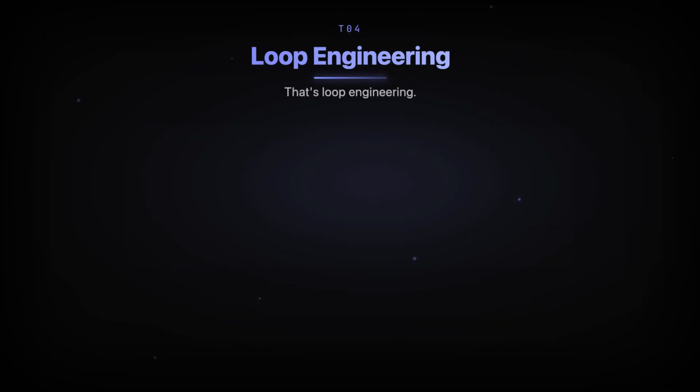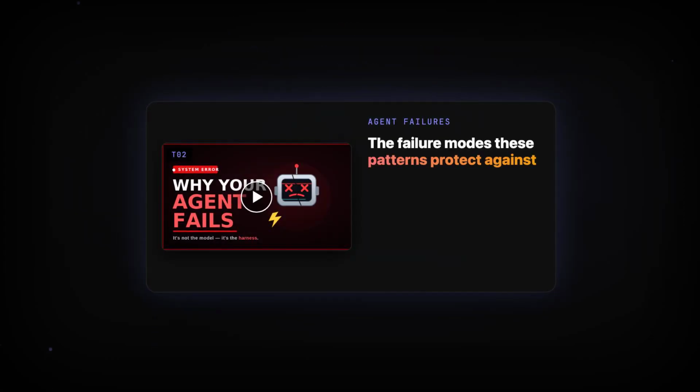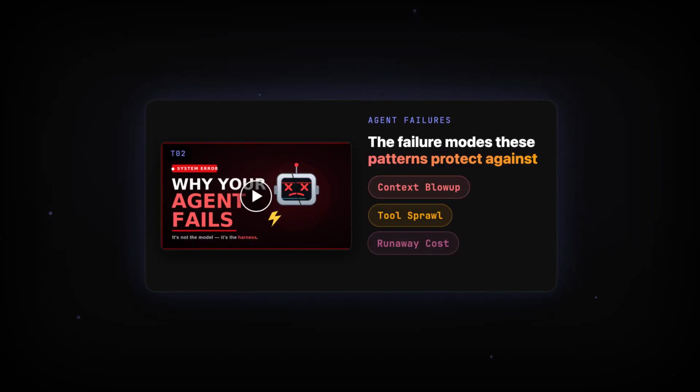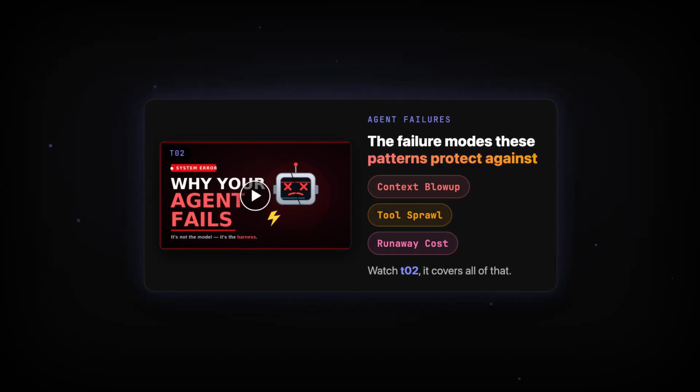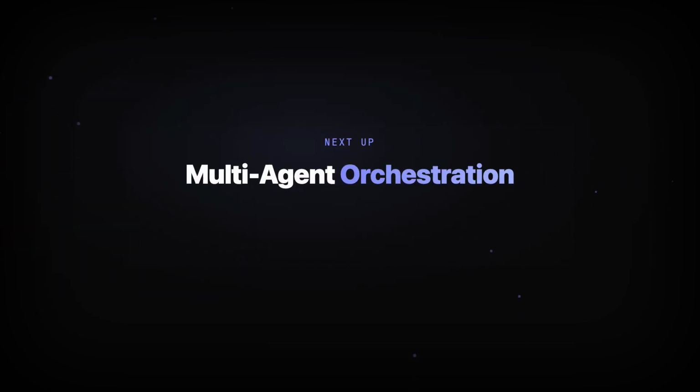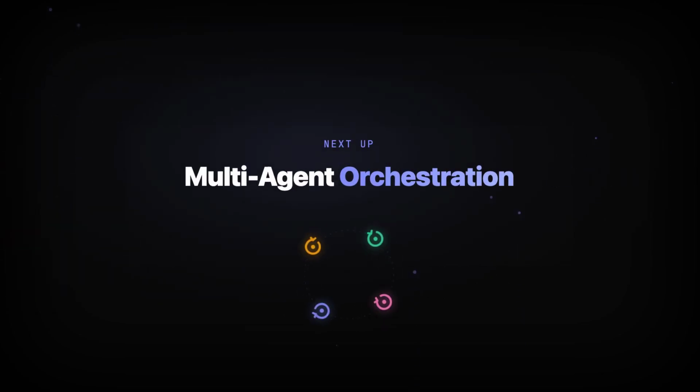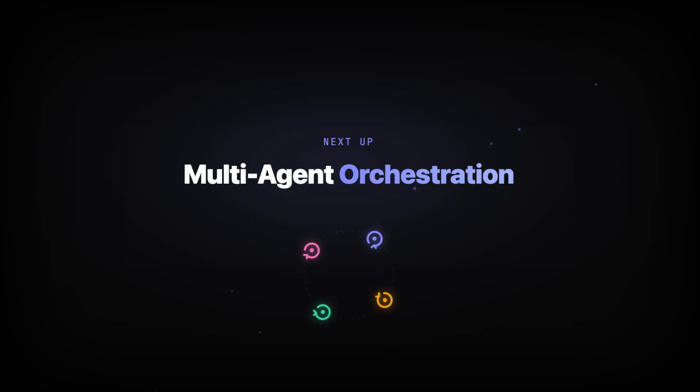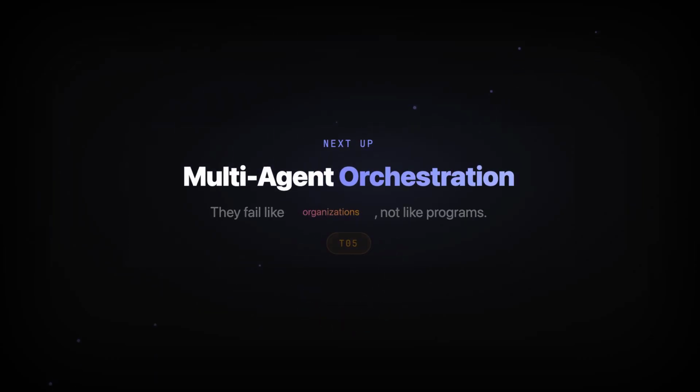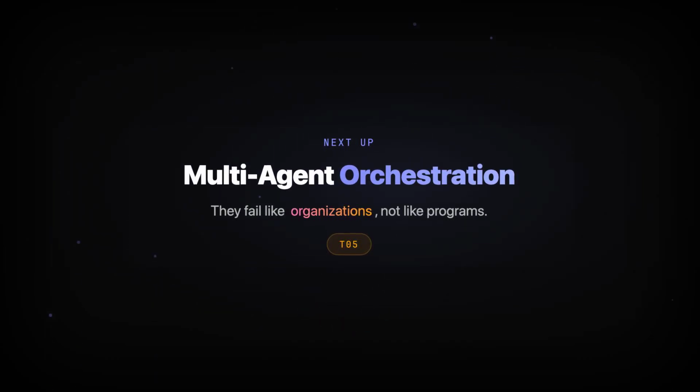That's loop engineering. If you want the failure modes these patterns protect against: context blow up, tool sprawl, runaway cost, this video covers all of that. Next up, multi-agent orchestration. What actually happens when you put multiple loops in a room and need them to coordinate? Spoiler, they feel like organizations, not like programs.